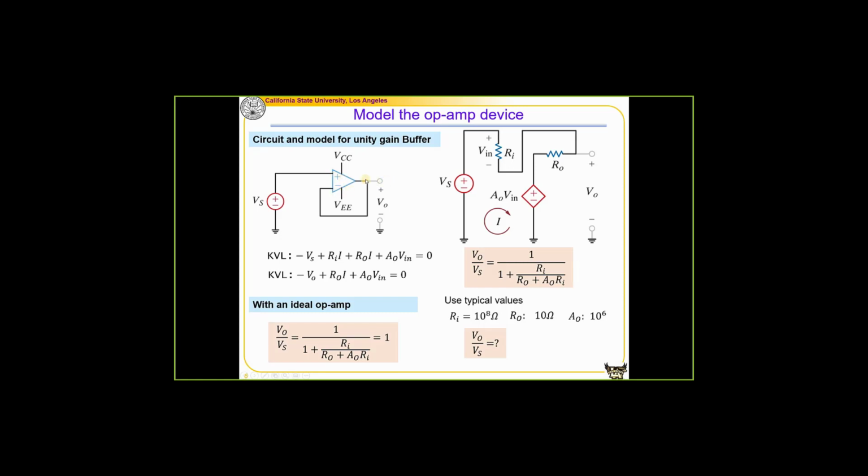And there is one wire that is connected between the output and the inverting terminal. So this setup is called a unit gain buffer. And then we want to know why this is called a unit gain buffer. So let's do some circuit analysis.